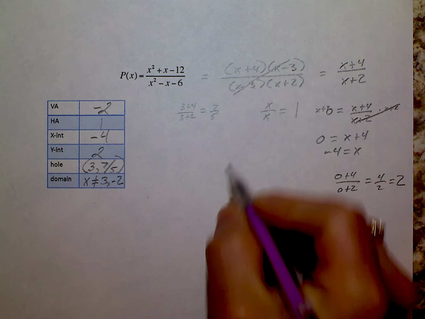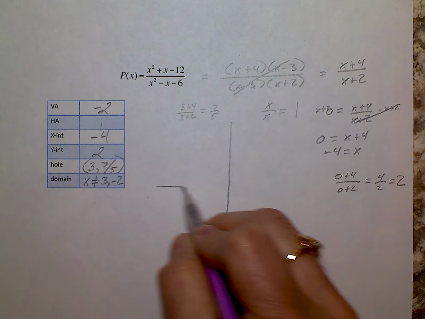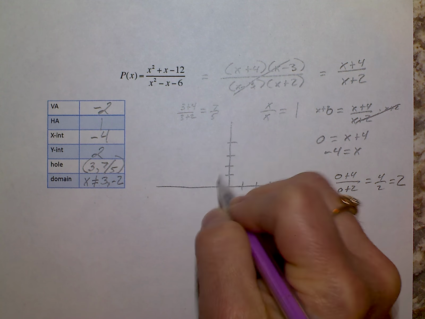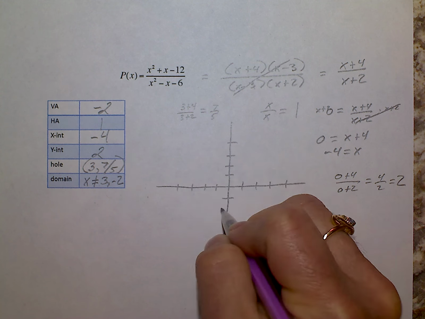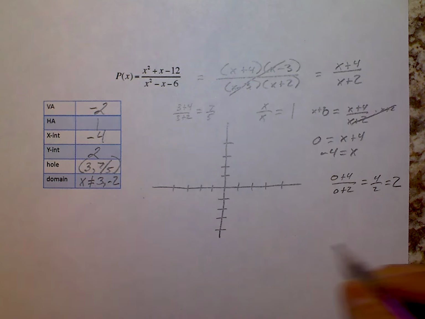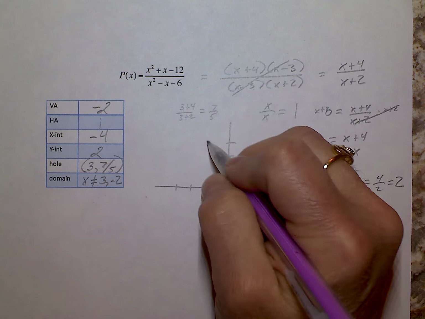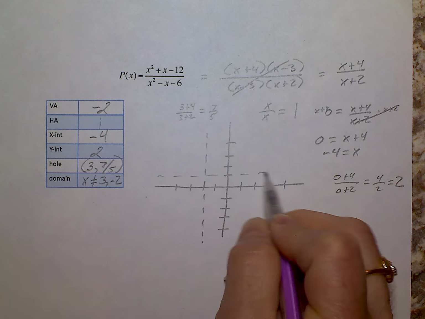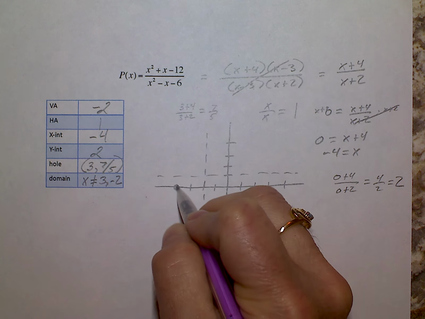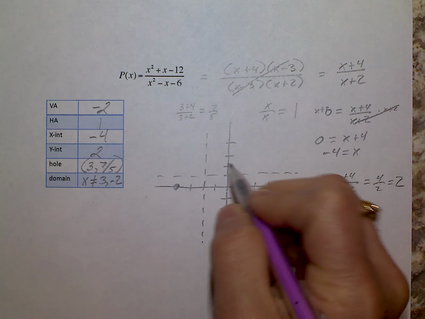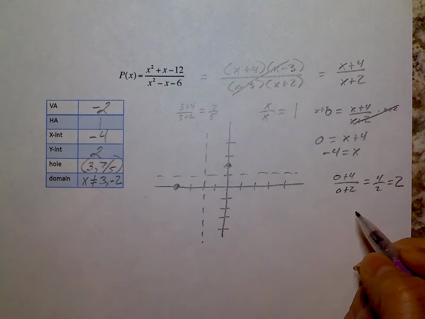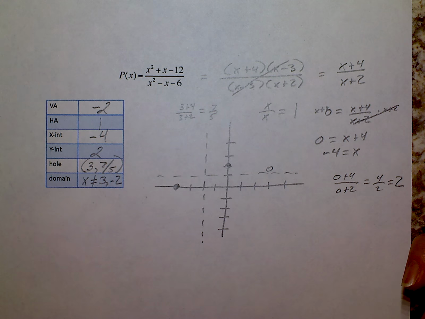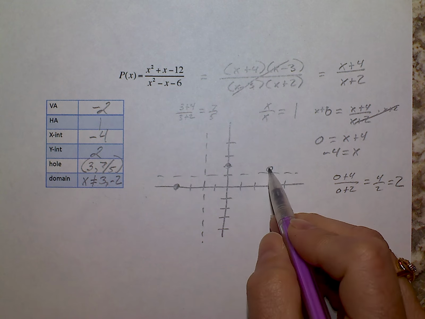Okay, ready to sketch. Put all your puzzle pieces together. Hit pause any time so you can think it through by yourself before you watch me. Here goes nothing. Vertical asymptote, -2. Horizontal asymptote at 1. X-intercept at -4. Y-intercept at 2. And this one has a hole again here at 3, 7/5, which is 1 2/5.